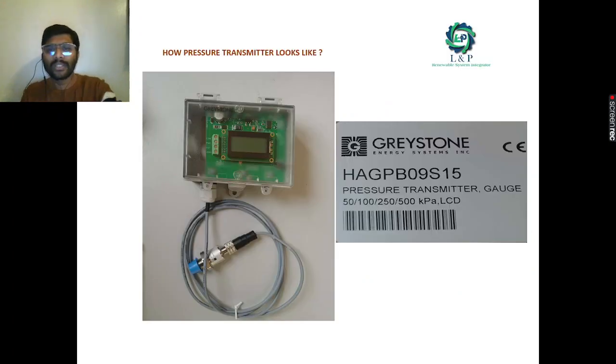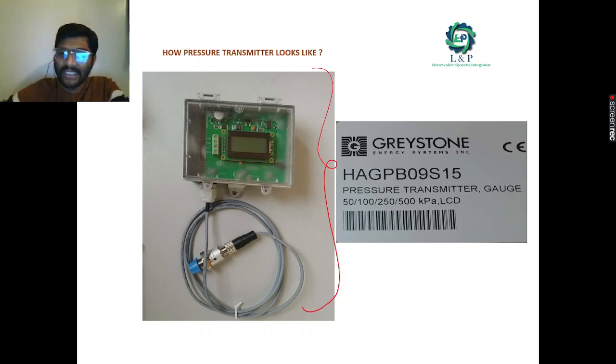So how does it look? This is how it looks. This is a picture of the transmitter that we're going to discuss today. And this is the model number of the Greystone that we're going to discuss today.